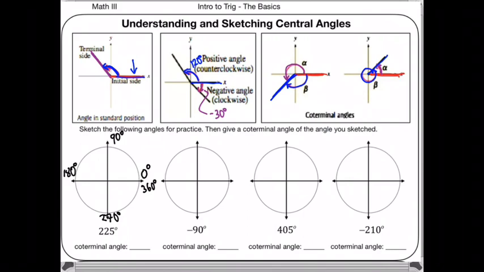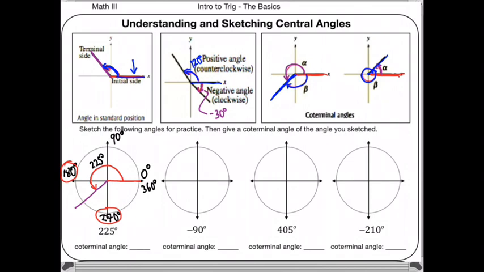So what we're doing is that with 225 degrees, we start here. And we know it's going to be positive, so it's going to be going in this direction, okay? We also know that it has to be in between 180 and 270 degrees. So our angle is going to stop right about in the middle here, because 225 is in the middle of 180 and 270. So we would label this as 225 degrees.